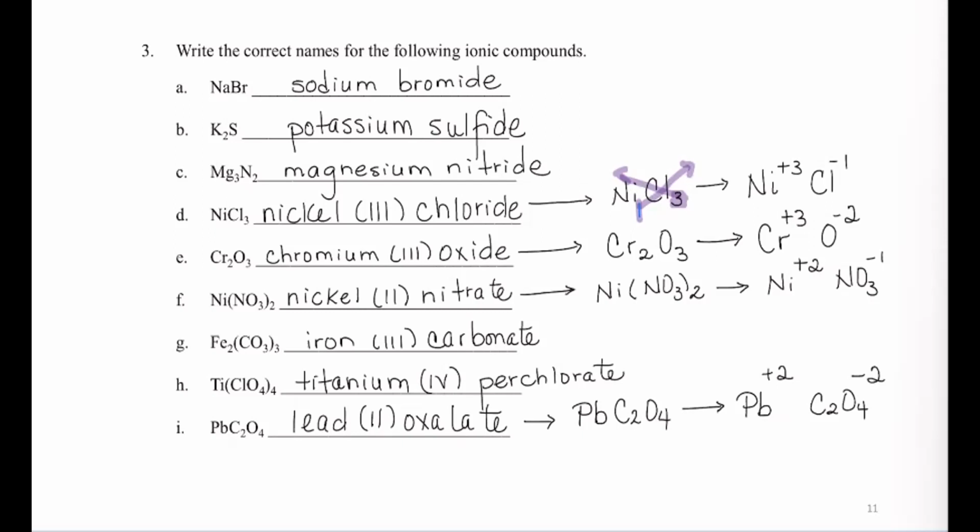But in letter I, at first, our oxalate was assigned the wrong charge. So we have to erase the one that was assigned, place the one that is correct, and then decipher what is the charge of my cation to correctly assign the name for the compound. Any questions? Naming ionic compounds.